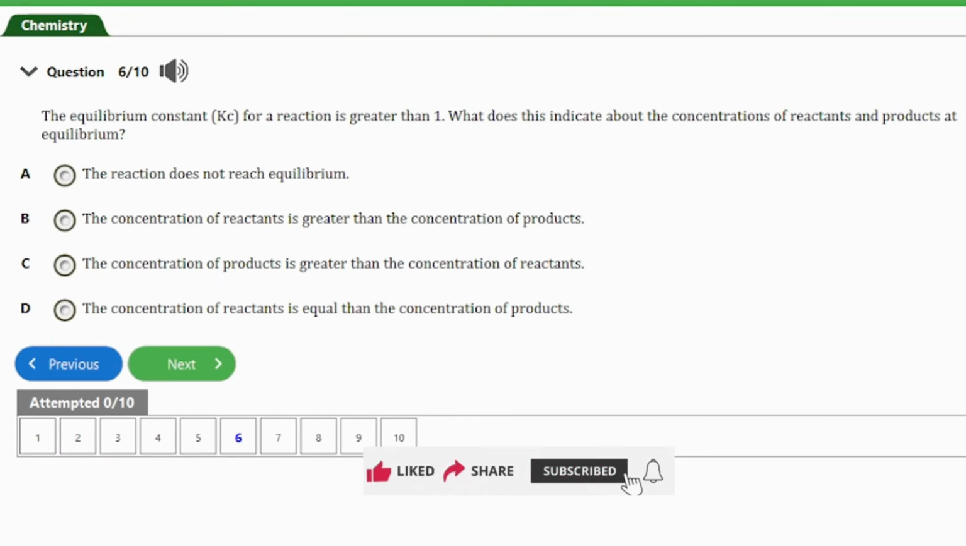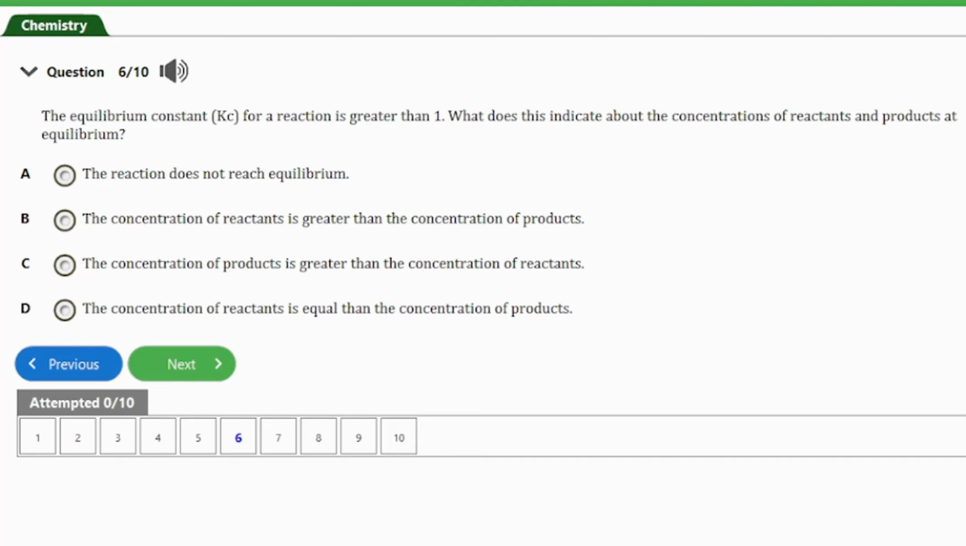Let's consider the next question, and that's question number 6. It says the equilibrium constant Kc of a reaction is greater than 1. What does this indicate about the concentrations of the reactants and products at the equilibrium? A, the reaction does not reach equilibrium. B, the concentration of the reactants is greater than the concentration of the products. C, the concentration of products is greater than the concentration of reactants. D, the concentration of reactants is equal to the concentration of products.